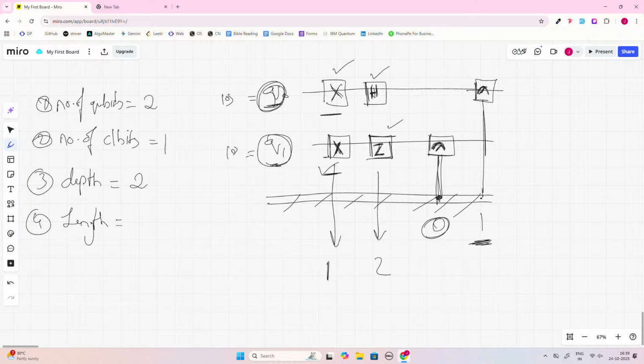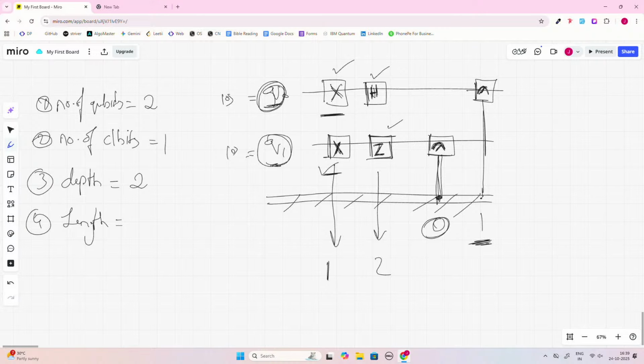The number of gates you are using is known as the length of the circuit. How many gates are you using in this circuit? Don't consider measurement. Measurement is not a gate. It's a normal operation. And the measurement gate card. How many gates am I using here? 4 gates. X, X, H, Z. Okay, so yeah, that's actually correct.